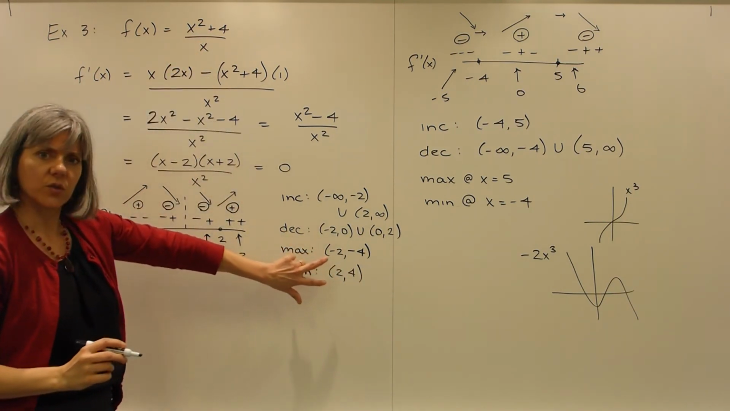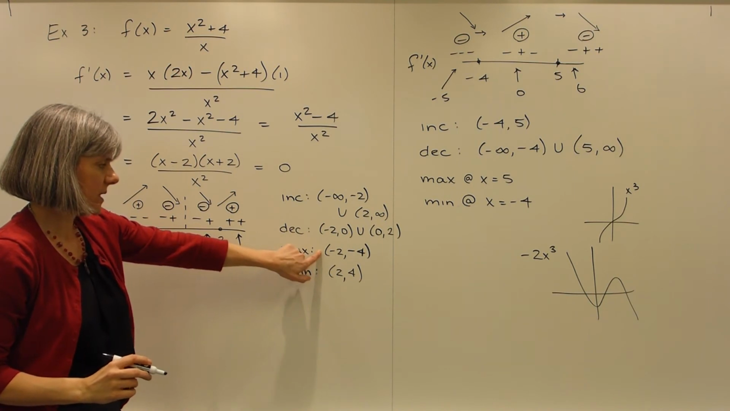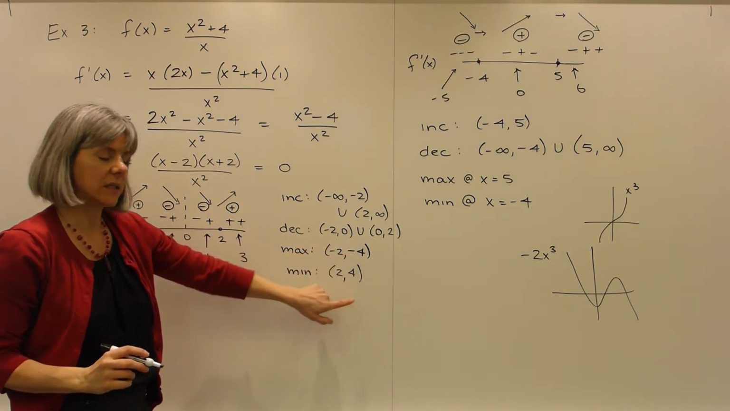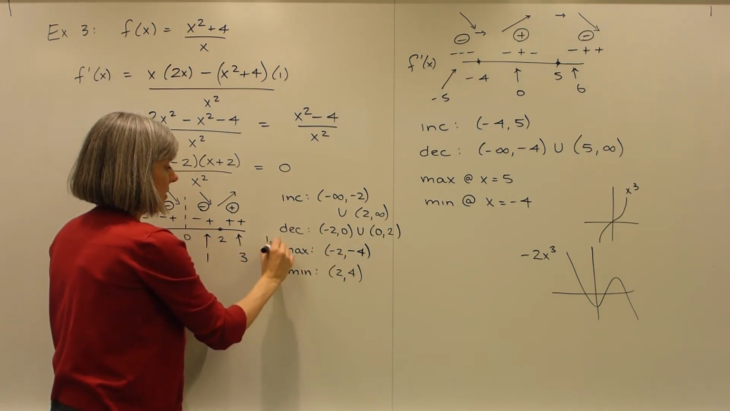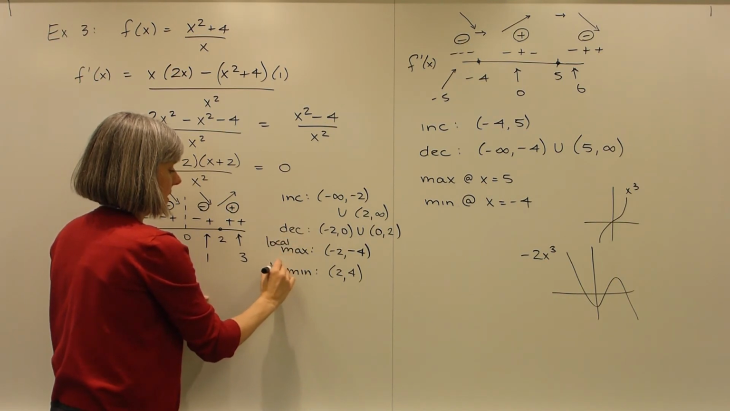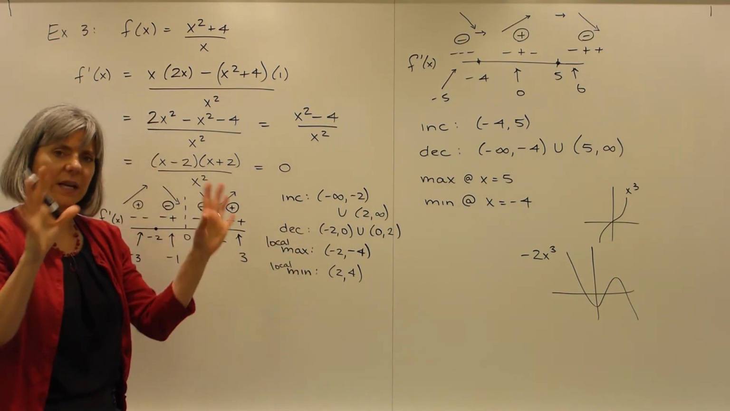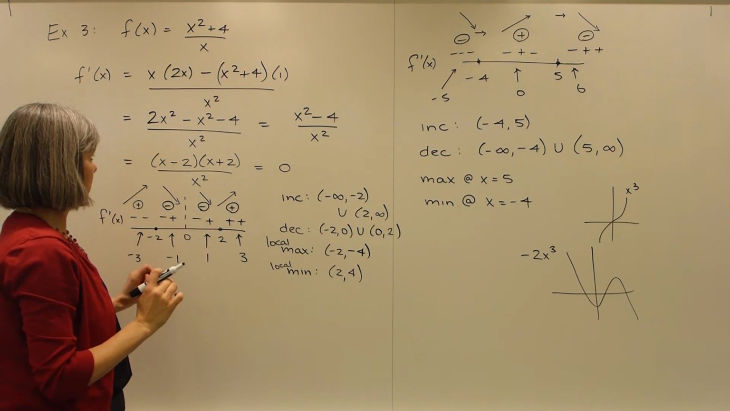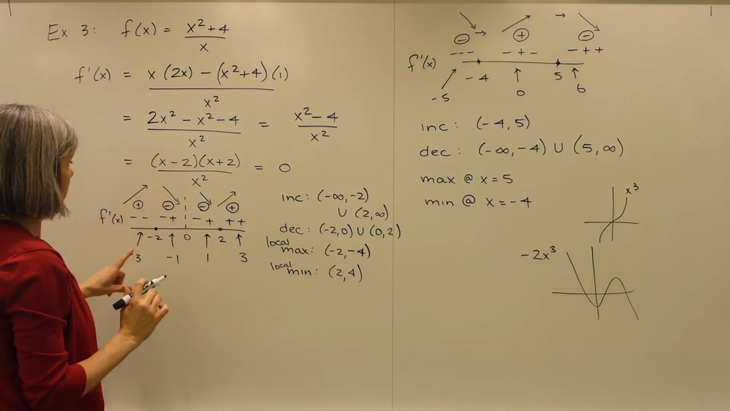It may strike you as strange that the max is at a lower value than the min. Remember that these are local maxes. They're not absolute maxes for the entire function. So let me think if I know what this looks like.